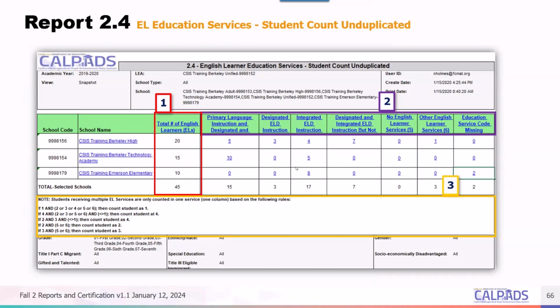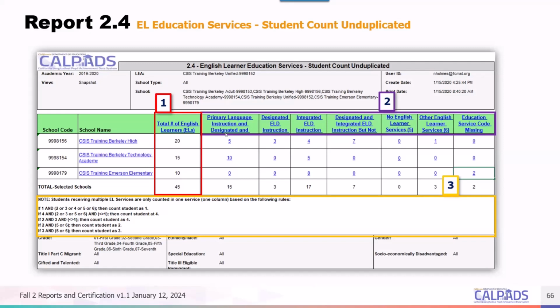So when we look at report 2.4, EL Education Services student count unduplicated, this report is important because it relays what services are provided to our EL. So you see in column 1 is the total count of English learners, and then it's a breakdown of how they are counted as receiving services. What you can't see in the title of the different services is the number that's associated. That would be the code. You can see it in 5 and 6, but if this was expanded, you would see 1, 2, 3, 4, 5, 6.